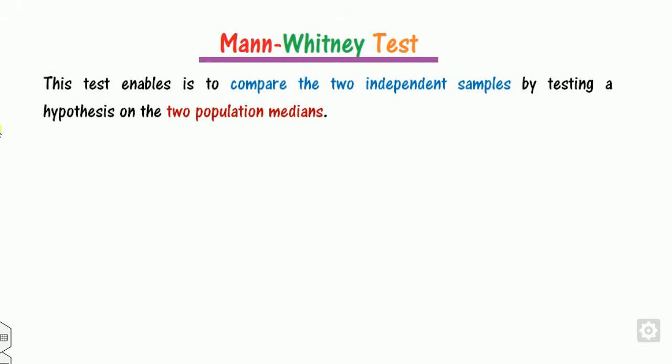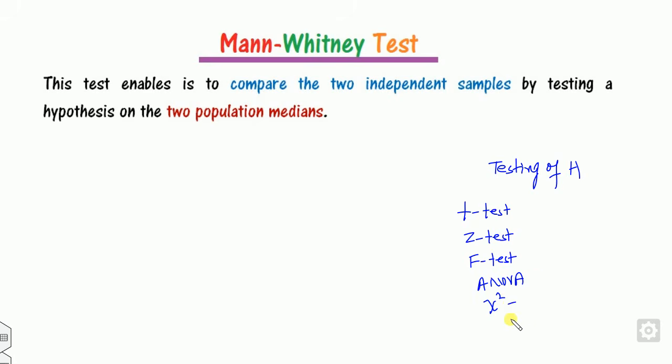Now, what is the Mann-Whitney test? All of us know that whenever we discuss the testing of hypothesis, we have discussed the t-test, the z-test, the f-test, ANOVA, chi-square, and so on. These are the various tests we have discussed so far. All these tests are parametric, that is, the population must satisfy the normal distribution condition.